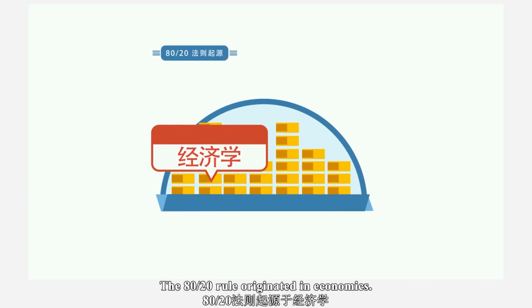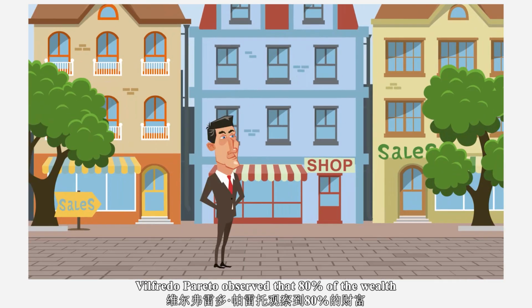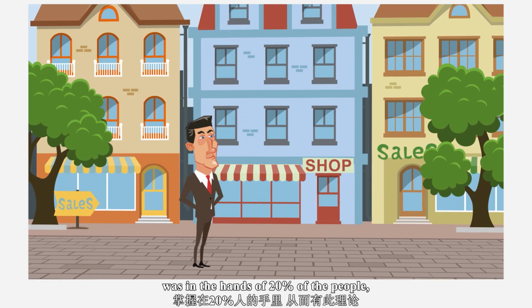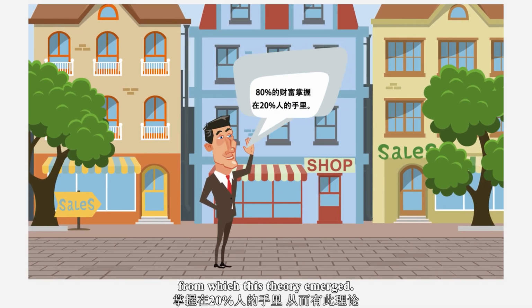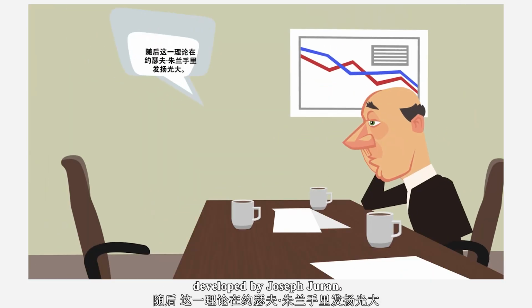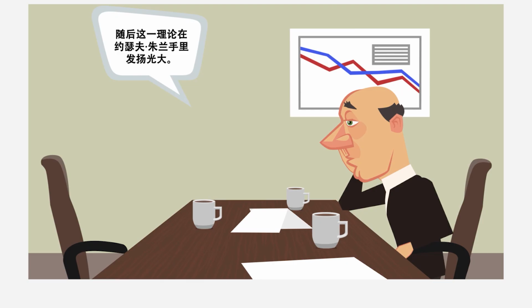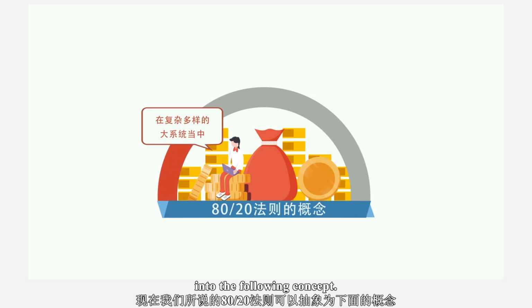The 80-20 rule originated in economics. Vilfredo Pareto observed that 80% of the wealth was in the hands of 20% of the people, from which this theory emerged. Subsequently, this theory was further developed by Joseph Juran. The 80-20 rule we talk about now can be abstracted into the following concept.